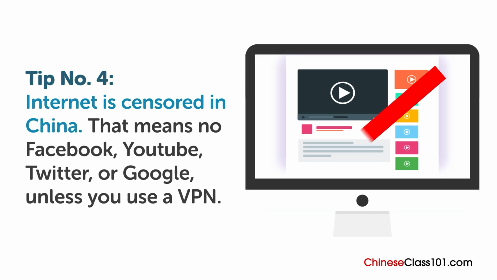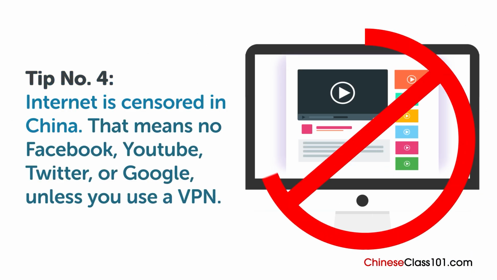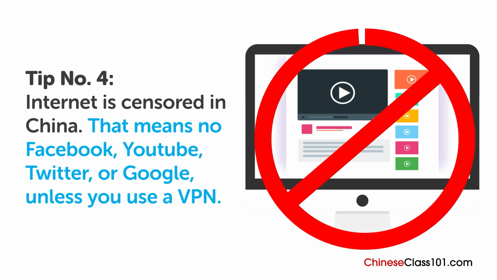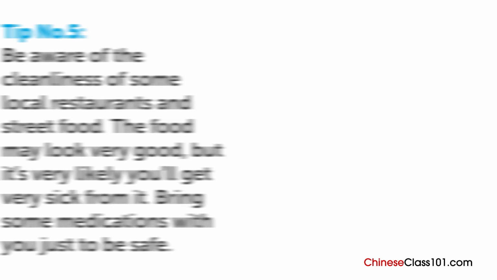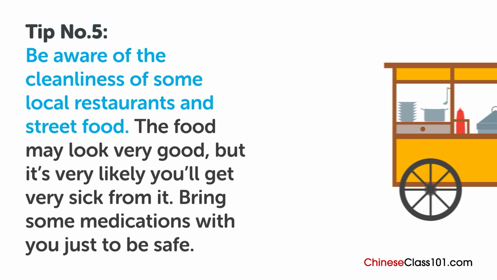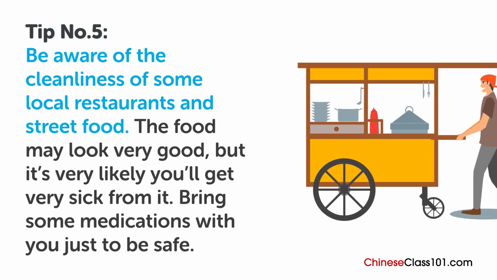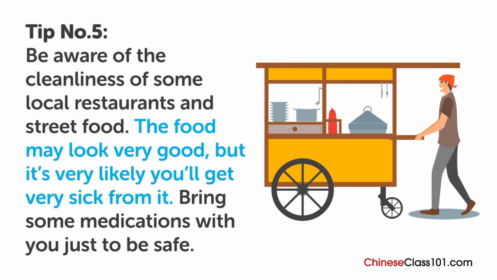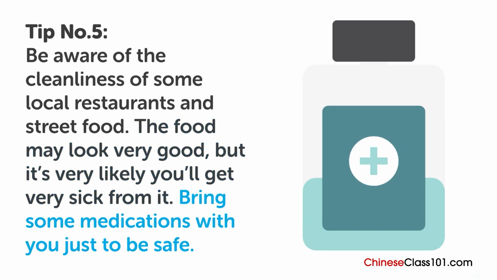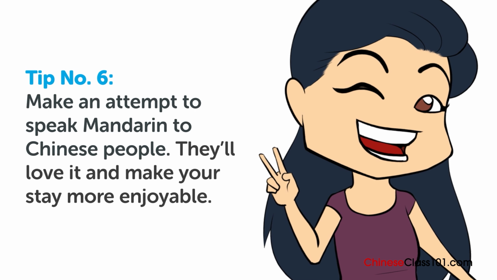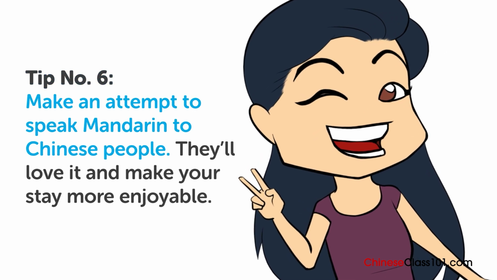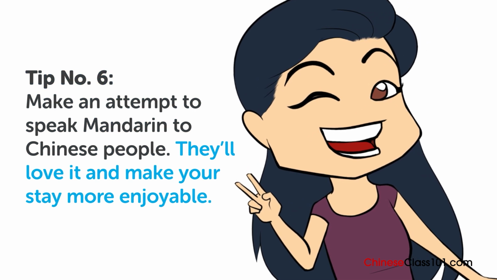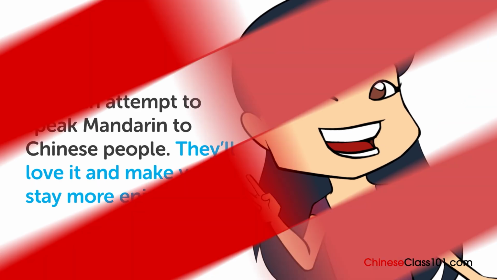Tip number 4. Internet is censored in China. That means no Facebook, YouTube, Twitter, or Google unless you use a VPN. Tip number 5. Be aware of the cleanliness of some local restaurants and street food. The food may look very good, but it's very likely you'll get sick from it. Bring some medications with you just to be safe. Tip number 6. Make an attempt to speak Mandarin to Chinese people. They will love it and make your stay more enjoyable.